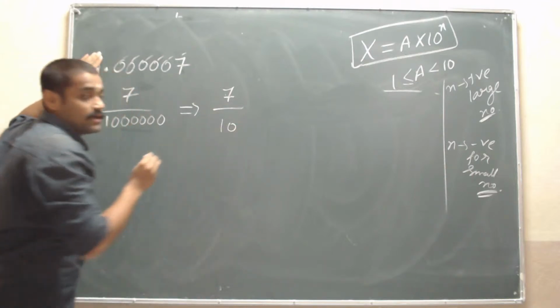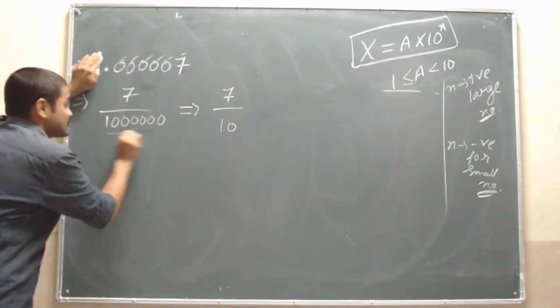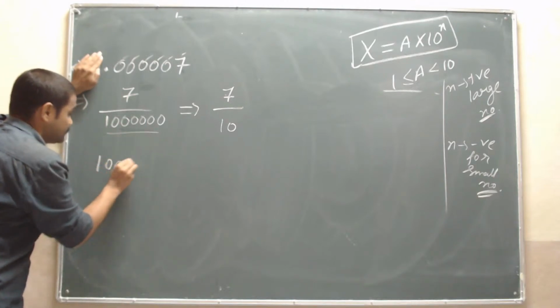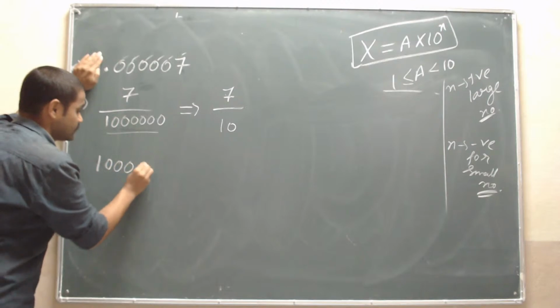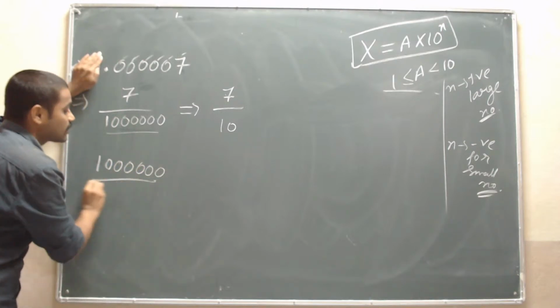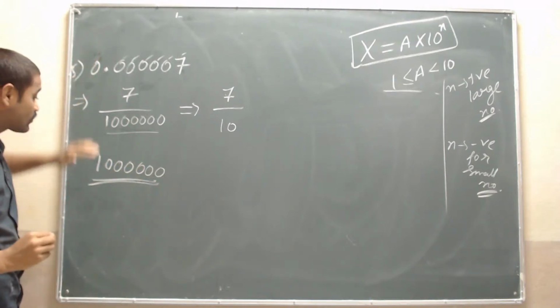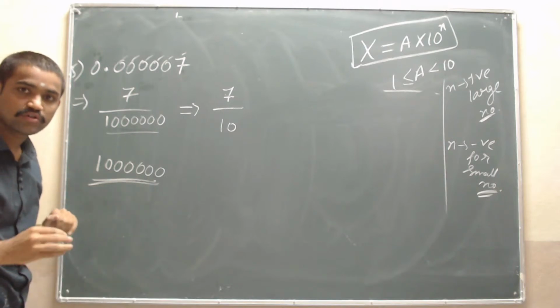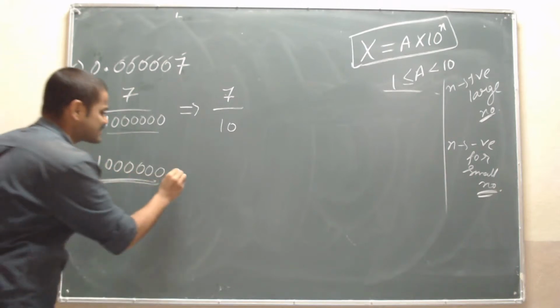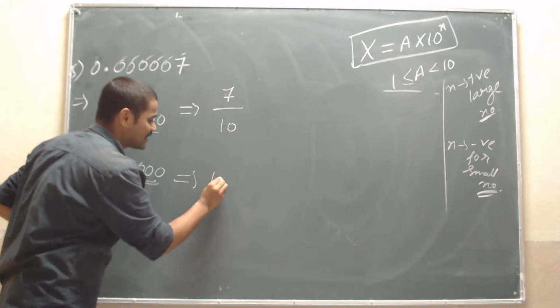10, and then 1, 2, 3, 4, 5, 6 zeros. Now we have to convert this number into the standard form. Sir, it became tough again. Nothing, sir. What we have to do? 10.